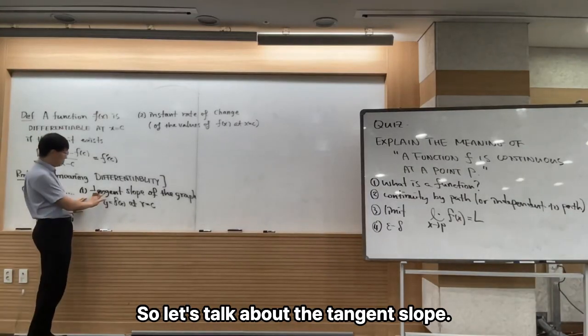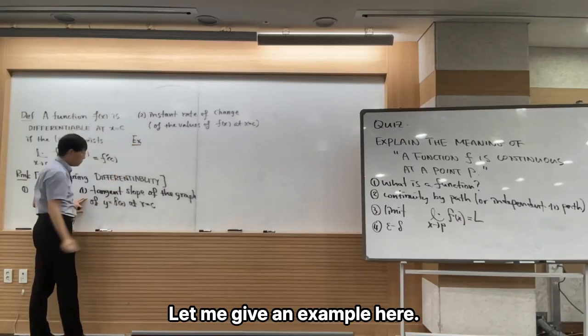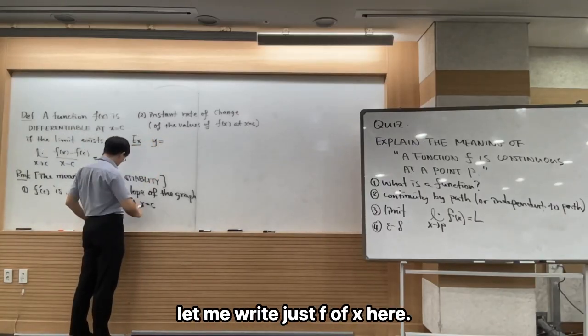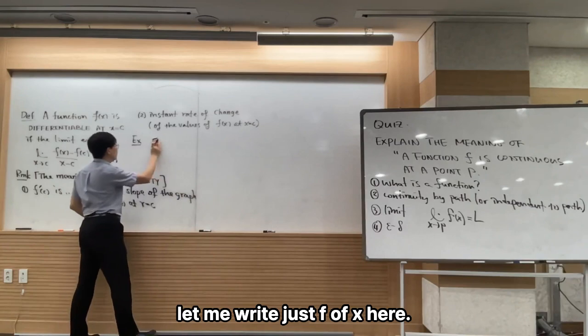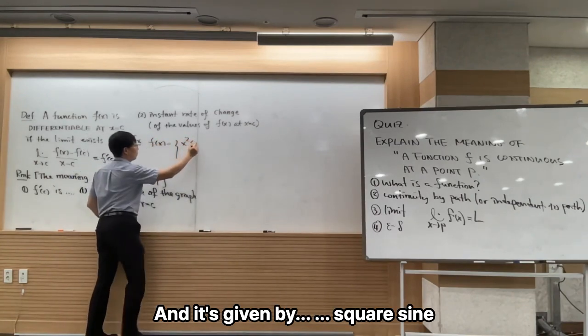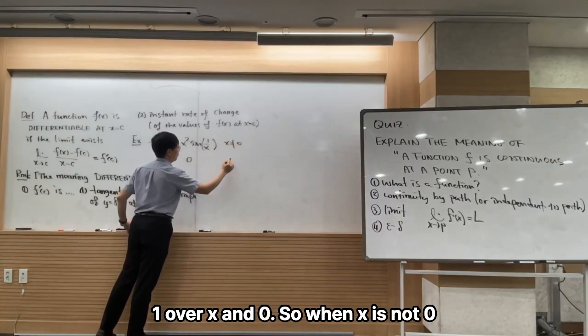So let's talk about the tangent slope. Let me give an example here. My function f of x is given by x squared sine of 1 over x when x is not 0, and 0 when x is 0.